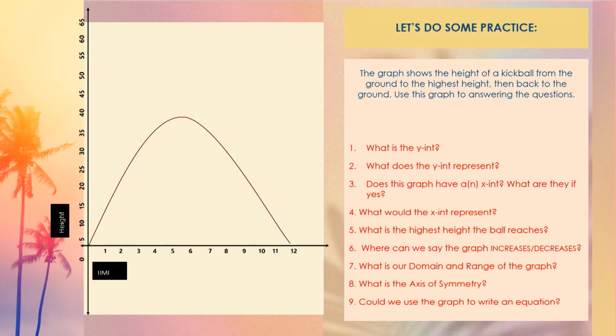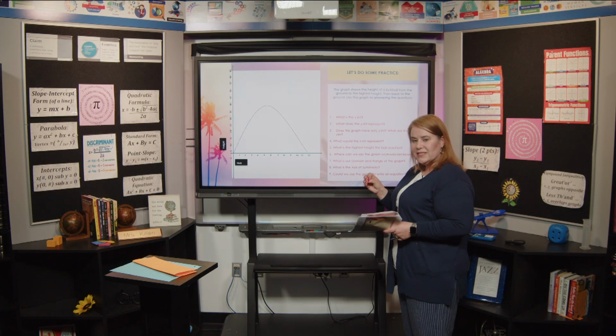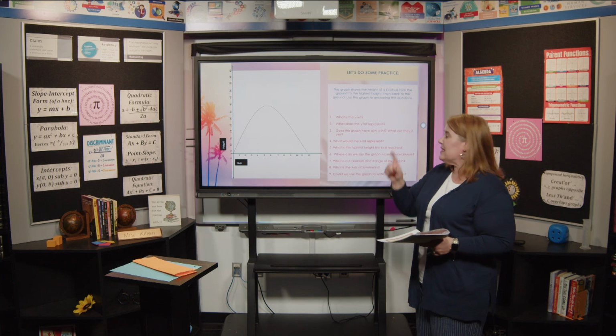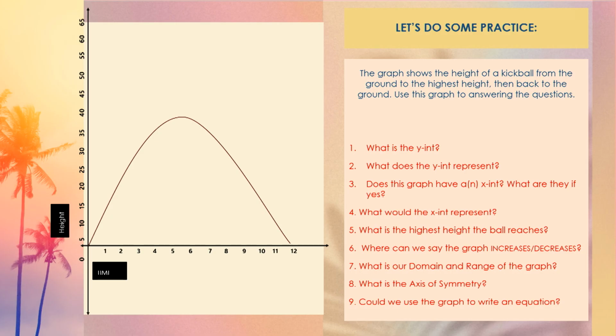Let's do some practice. The graph shows the height of a kickball from the ground to the highest height, then back to the ground. Use this graph to answer the questions. So, as we always do, let's analyze our graph, see the information we can get, and see what we can use. So let's look. I have the height on my y-axis. I have my time on my x-axis. I see where it would touch or cross my x-axis. I see the highest up here. All right. So then let's start with these questions.